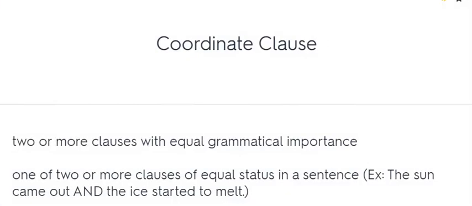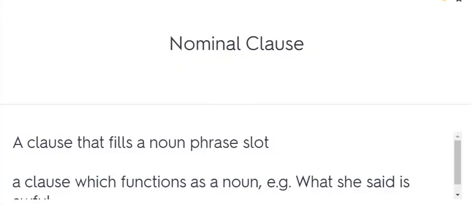Coordinate clause. Two or more clauses with equal grammatical importance. One of two or more clauses of equal status in a sentence. Nominal clause. A clause that fills a noun phrase slot. A clause which functions as a noun. For example, what she said is awful.